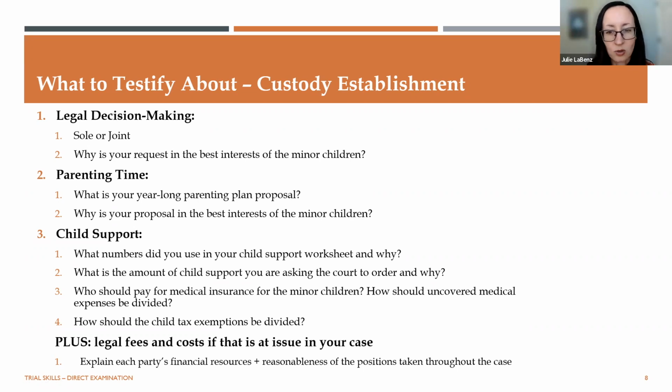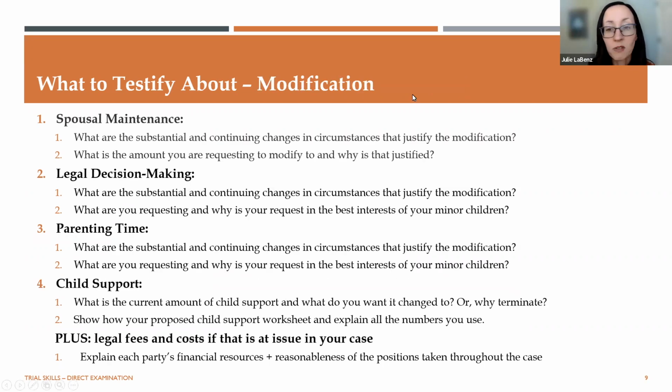Okay, so what if you're dealing with a modification case? So you've already been divorced or you already established custody, but you're wanting to make changes to that underlying order. So if you're looking to change spousal maintenance and that's going to trial, what are the substantial and continuing changes in circumstances that justify the modification? And what are you asking the court to do? What do you want the spousal maintenance change to and why?